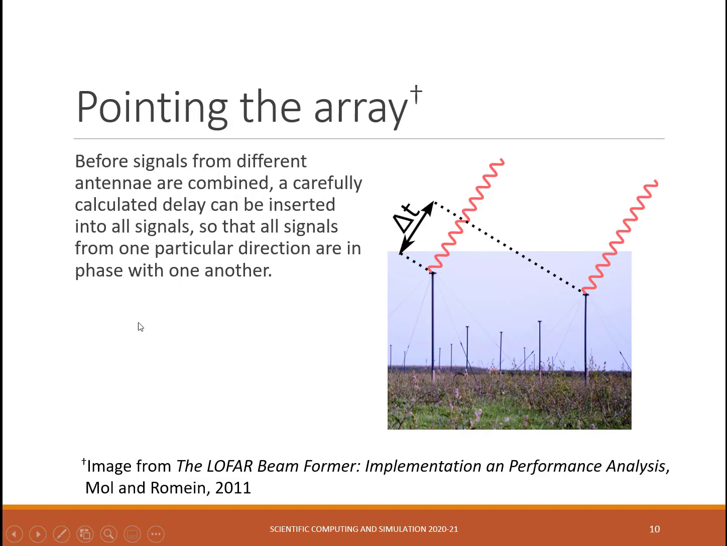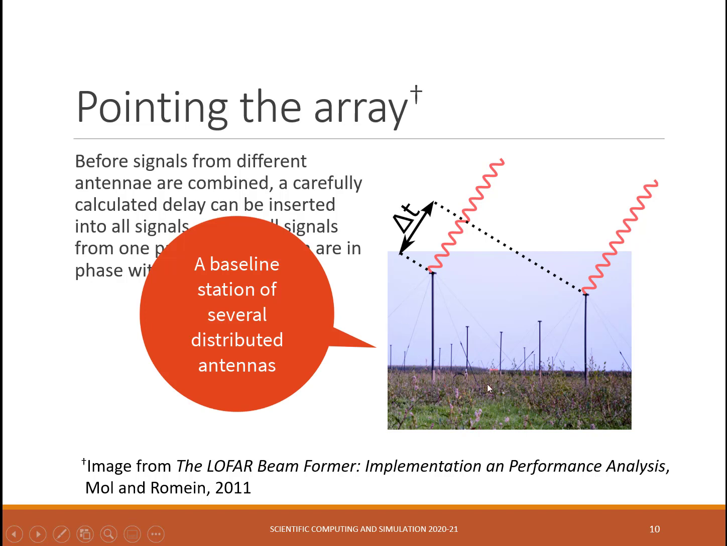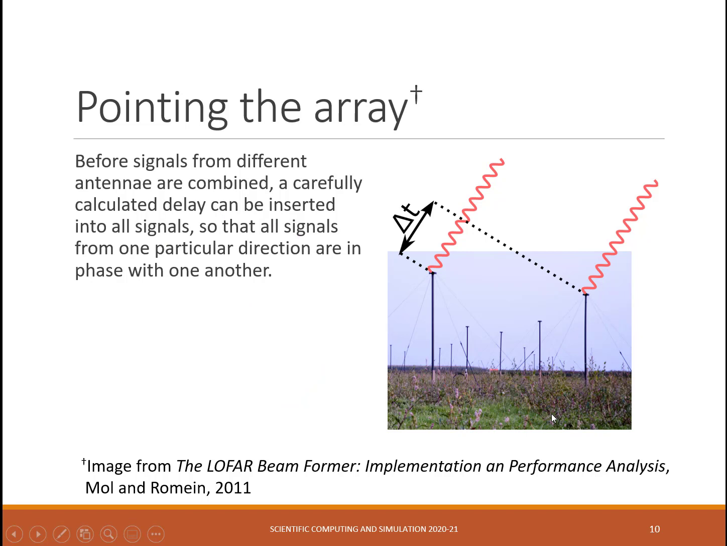LOFAR receives electromagnetic waves from the sky to shape a digitalized signal. In each station, the antennas are distributed across a field. Therefore, signals emitted by a source reach different antennas at different times. For instance, in this image, the antenna on the left receives a particular wave sooner than the right one. So, this delay makes signals unaligned.